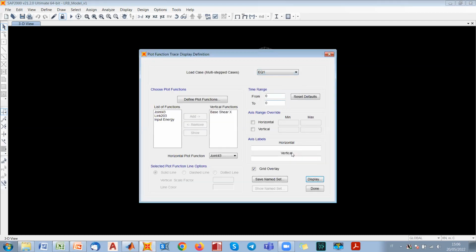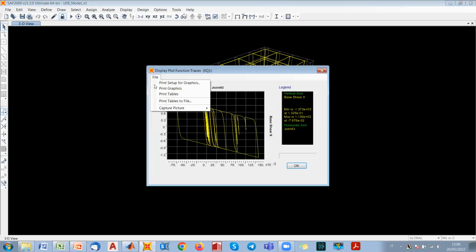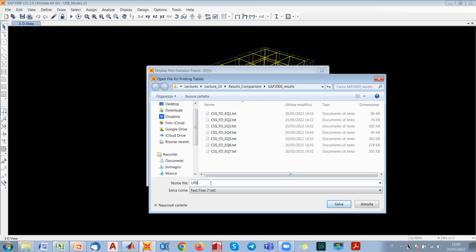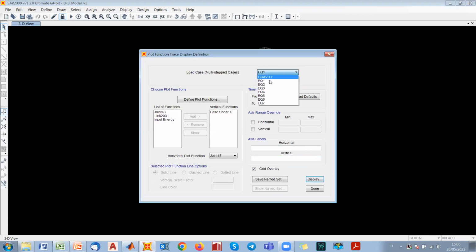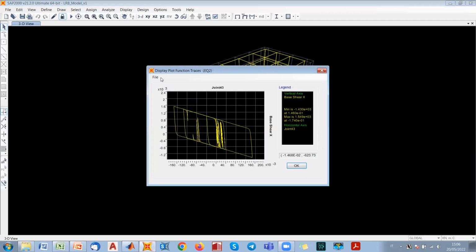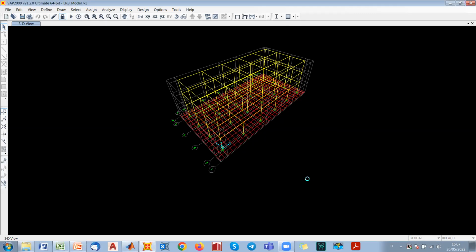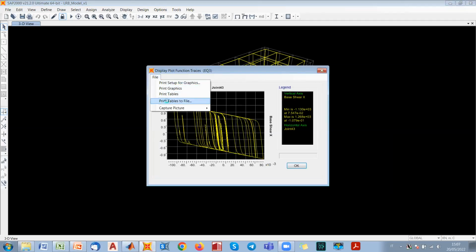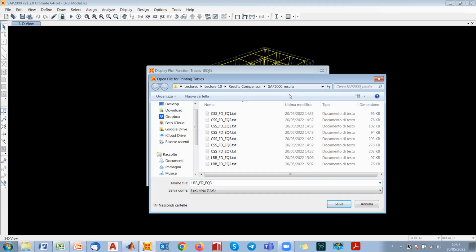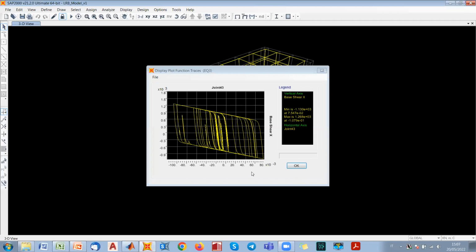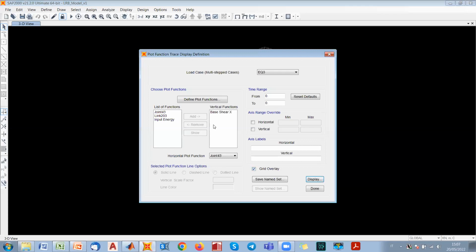Let's save again all the numerical files. Print file, LRB, force displacement, earthquake 1. Then earthquake 2. Earthquake 3. Then you see that we achieved convergence very easily. Half an hour to run all the analyses, with no mistakes and no strange behaviors within the solution.